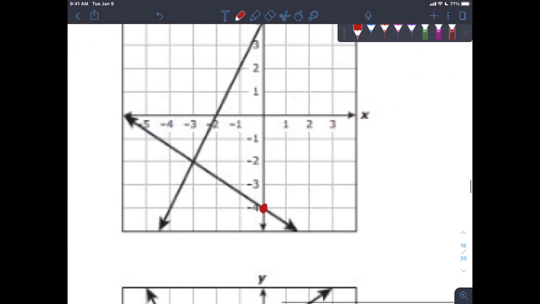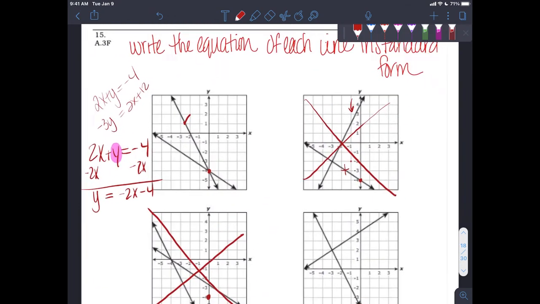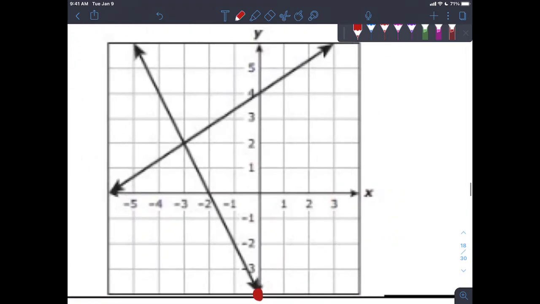So I'll look at the next one. Up 2 over 1 does not check out. And this guy's positive, so it definitely can't be it. So I'll look at this one. Up 2 over 1. So that one checks out.